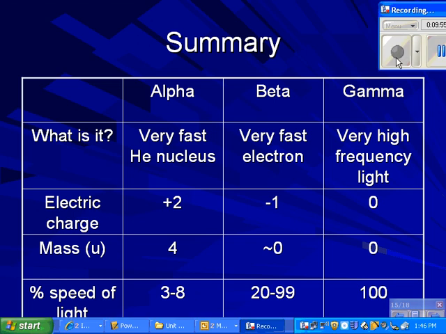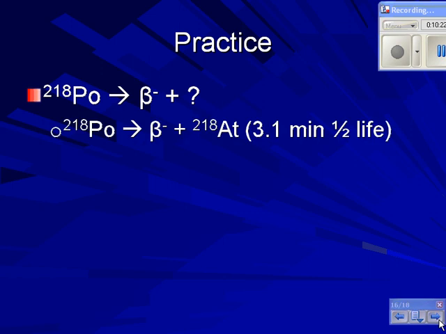Let's practice. Give it a try. See what you get. Polonium-218 emits a beta particle. What's it become? Is it going to be 219? It gains a proton, but that proton used to be a neutron. No, it's going to be astatine-218. The mass does not change, but the atomic number increases by 1.